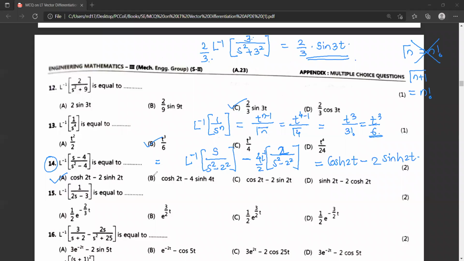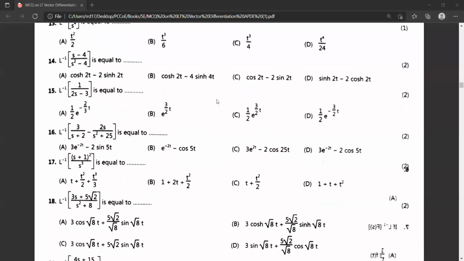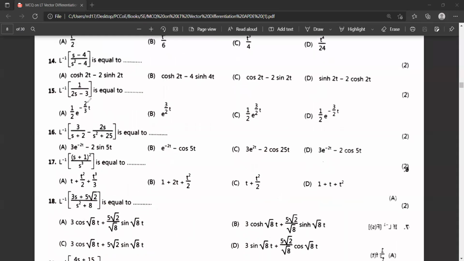Is this clear to each one of you? Yes, sir. Okay. Next, what are we supposed to do here? We are supposed to do a little bit of calculation.